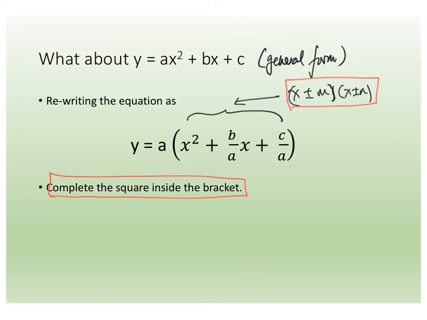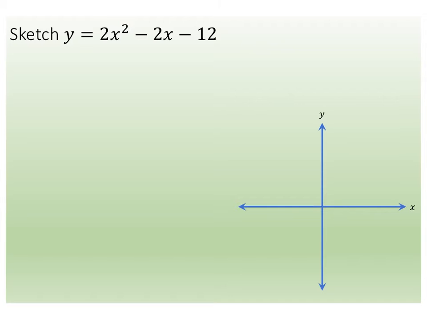Let's look at a few examples. Start off with this. y equals 2x squared minus 2x minus 12. Let's take out the highest common factor, which is 2. x squared minus x minus 6. Well, I'm pretty sure I can actually factorize this because the two numbers which multiply to minus 6 and add up to minus 1 are minus 3 and 2. So therefore this is 2 times x minus 3, x plus 2.